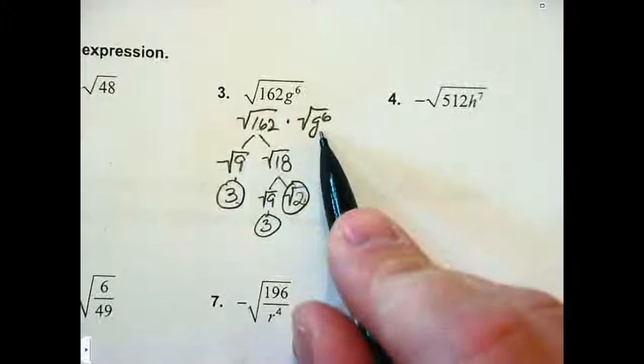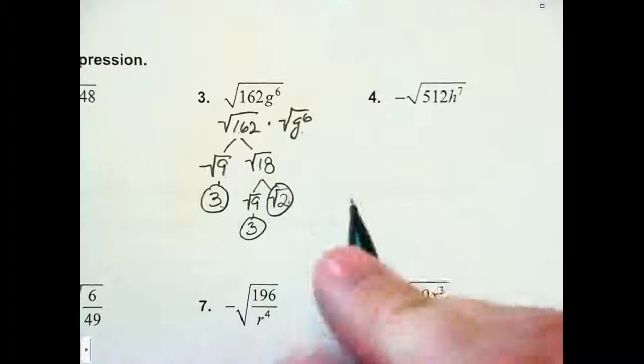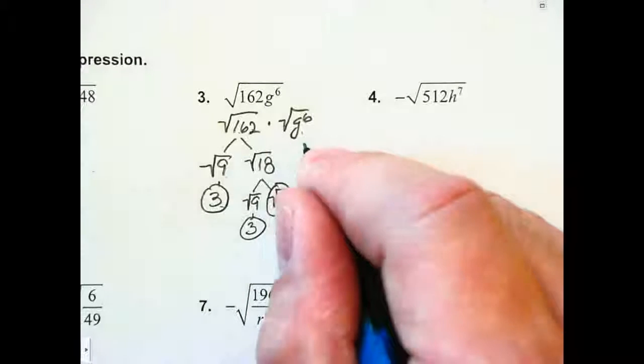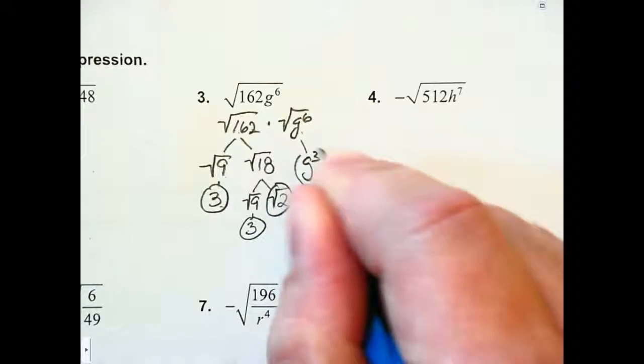Okay? So, I come back to this problem. Is this a perfect square? Yes. What's the square root of it? It's g to the 3rd. You just cut it in half. We're now done with that part.